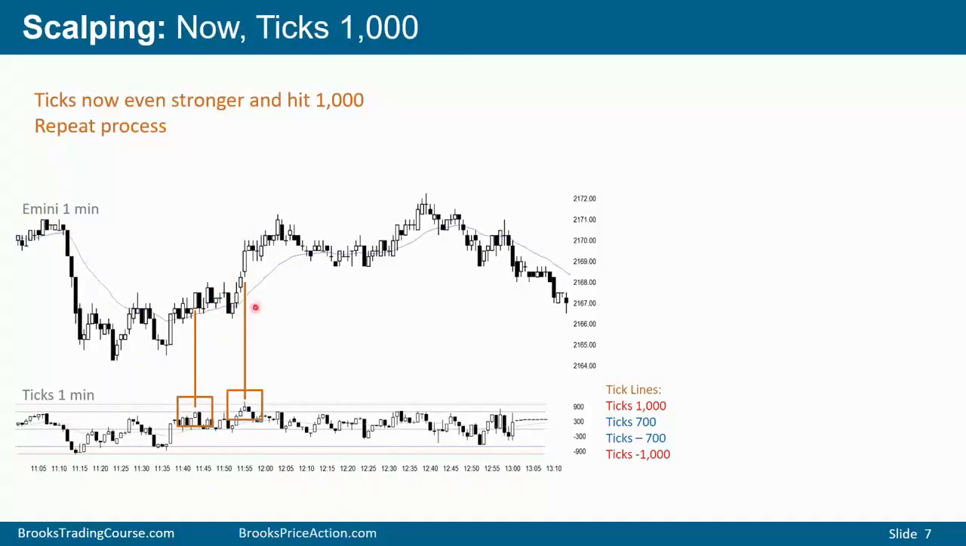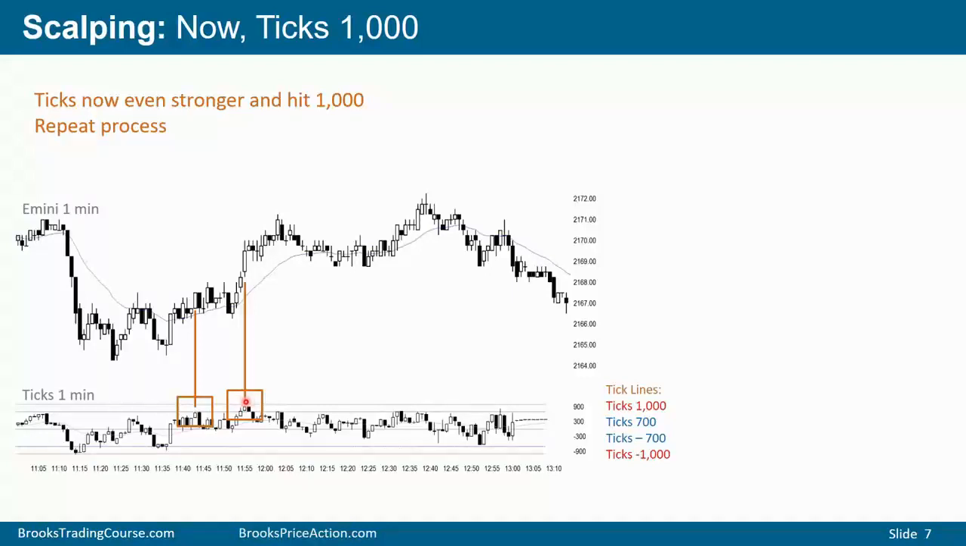Very strong bull breakout. Ticks hit 1,000. They went above 1,000, and therefore a new high in ticks and a new extreme in ticks, very bullish. Most stocks are going up. Traders will buy at the market. They'll buy a reversal down. They'll buy a resumption up, betting that the final price will be above the price when ticks hit 1,000.